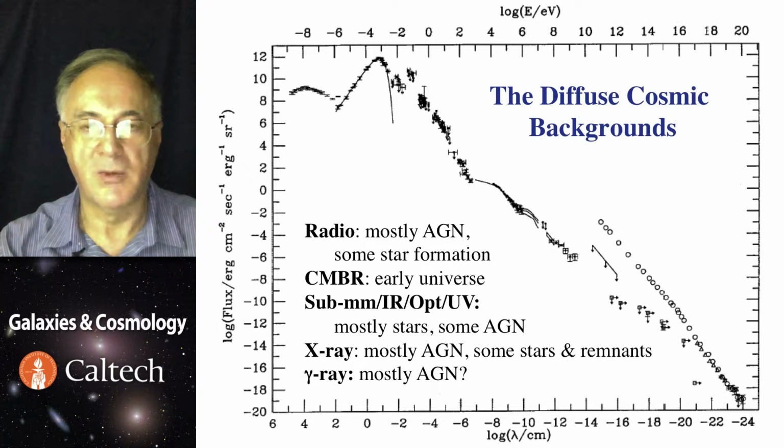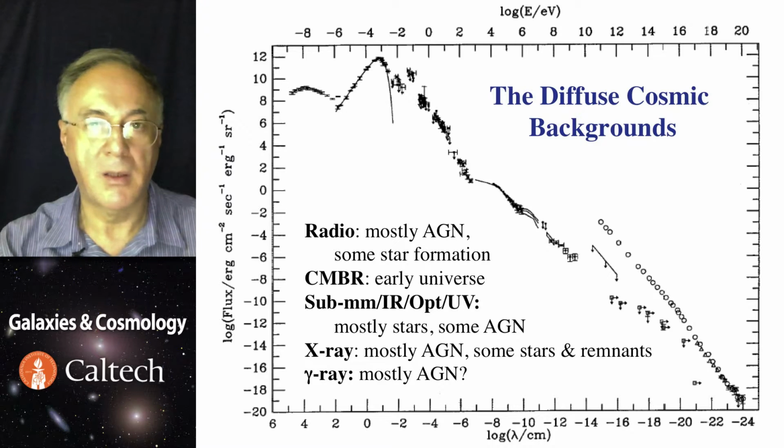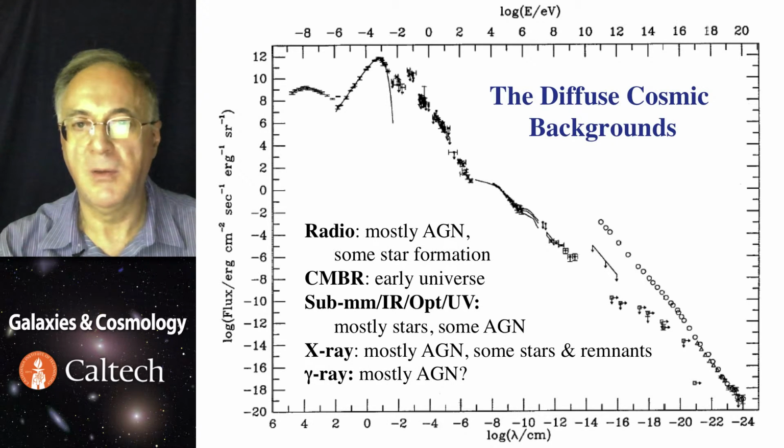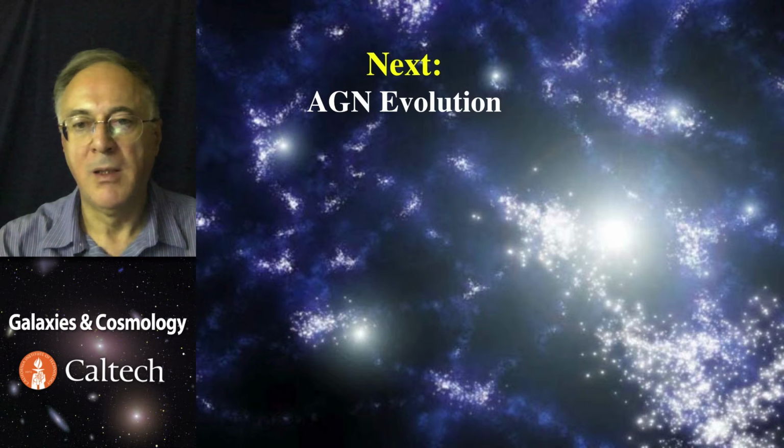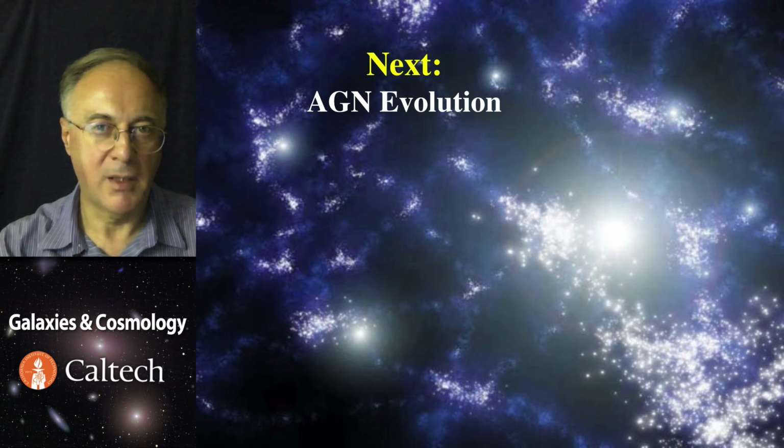X-rays mostly come from active galactic nuclei. Some small component comes from star-forming regions. And gamma rays, as far as we can tell, mostly, maybe entirely, come from active nuclei, even though we haven't accounted for all of them yet. And next, we will turn to the study of the evolution of active galactic nuclei.